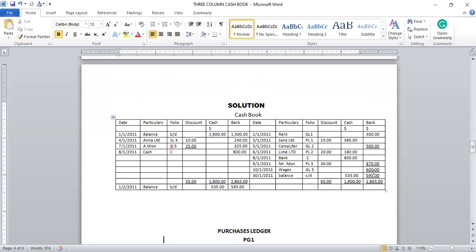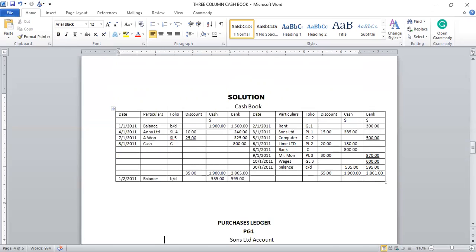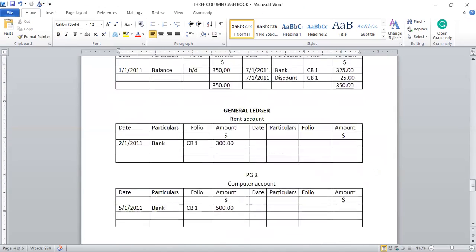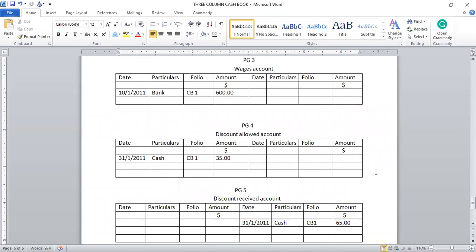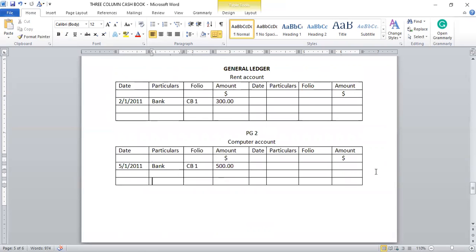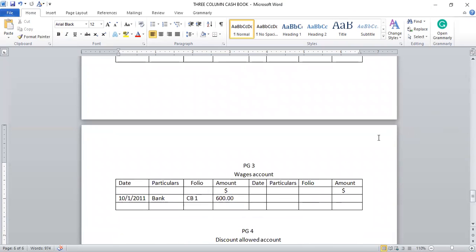And the bank account being what? Credited for $600. So when you go to the general ledger, this is the general ledger. It goes straight to the wages account being debited. So you come here, the wages account receives the amount to be debited. So we come to date 10/1/2011, particulars bank, folio cash book page 1, and the wages account is debited $600.